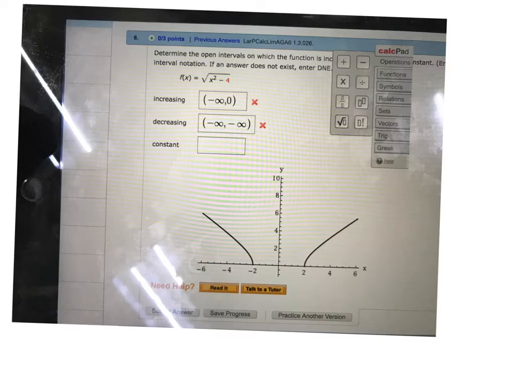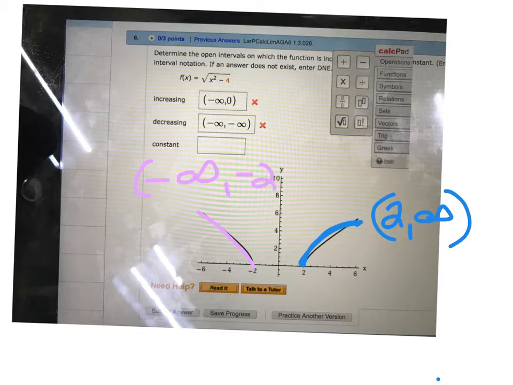Okay, so this said find the open intervals on which the function is increasing, decreasing, constant. If the answer doesn't apply, that's none. Increasing on this graph is going to be from 2 to positive infinity, because as you move to the right, it's increasing. This would be decreasing, so it'd go from negative infinity to negative 2.